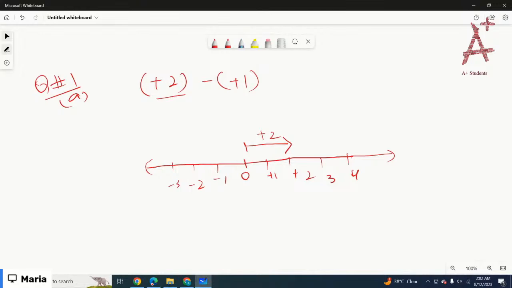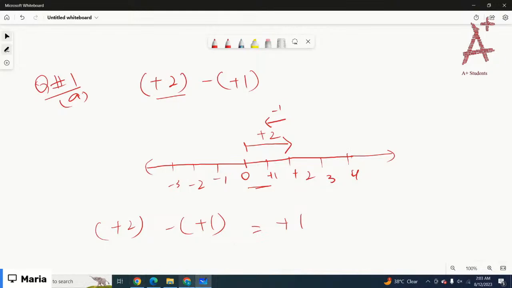So subtracting a positive number is same as subtracting. So you have to do minus 1. So you have to go back from here, minus 1. When you subtract 1, you're left with just this one, that is positive 1. So positive 2 minus positive 1 equals plus 2 minus plus 1, and that equals plus 1.